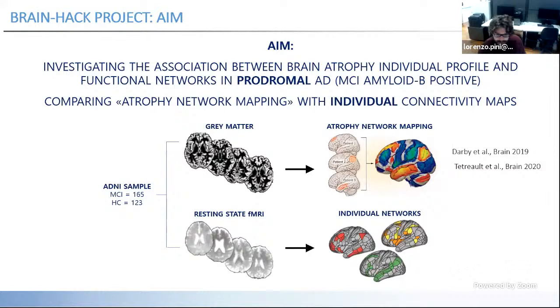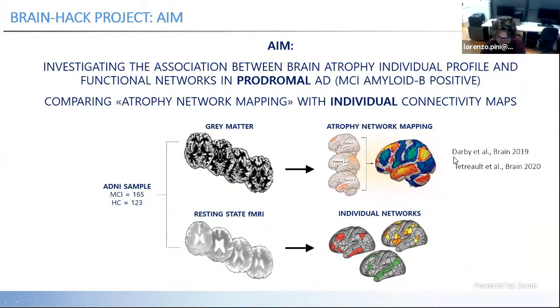So the aim of this project was to investigate the link between this variability in terms of atrophy and the connectivity in a sample of prodromal Alzheimer's disease patients. So patients with a mild cognitive impairment, but with a positive molecular profile. So these MCI patients were amyloid positive. And we investigated with a new method, which is termed lesion network mapping, which was developed for stroke lesions.